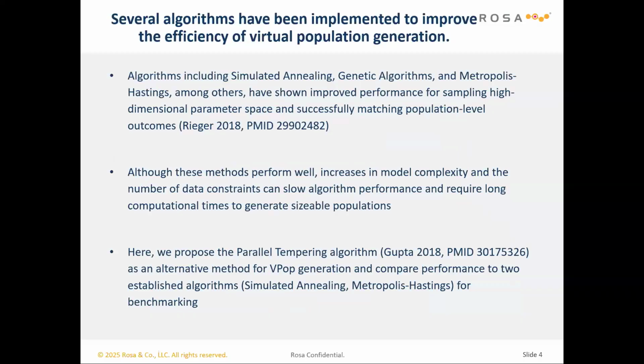To account for these challenges, more sophisticated algorithms such as simulated annealing, genetic algorithms, and Metropolis Hastings have shown improved performance for sampling of high-dimensional parameter space and for successfully matching to the statistics of population-level outcomes. Although these algorithms perform well, increases in model size or complexity and increases in the number of data constraints can still slow algorithm performance and may require long computational times to generate populations of the size of interest. Here, we propose the parallel tempering algorithm as an alternative method for virtual population generation, and we compare performance to 2 other established virtual population algorithms, simulated annealing and Metropolis Hastings, for benchmarking.